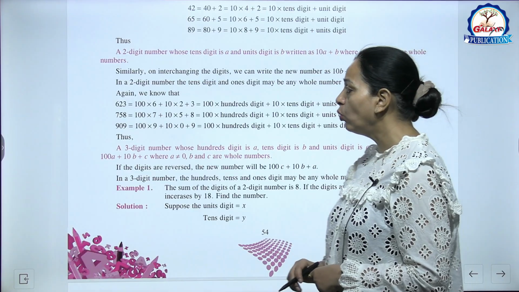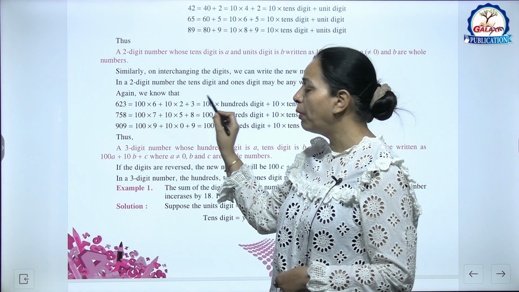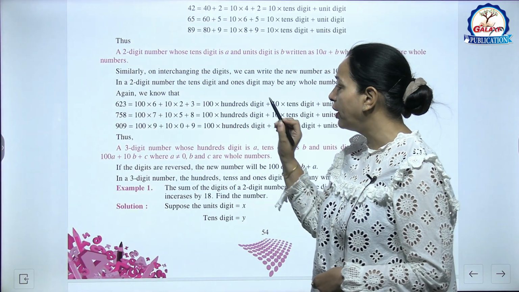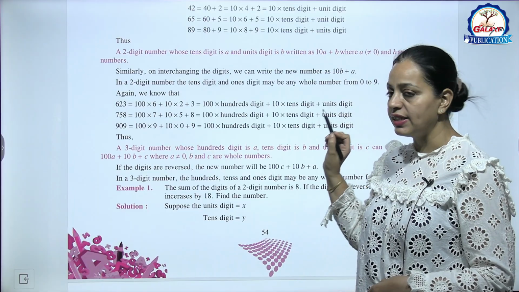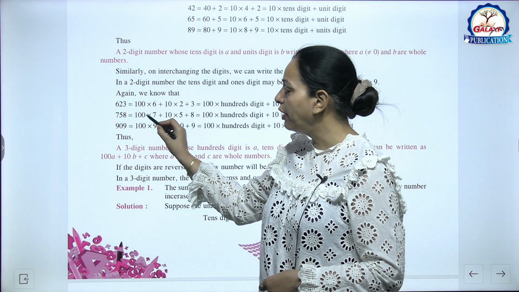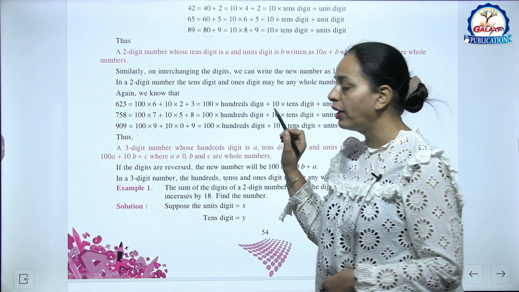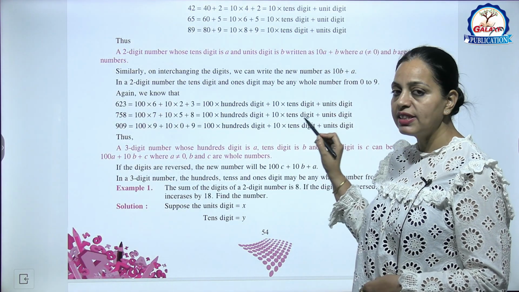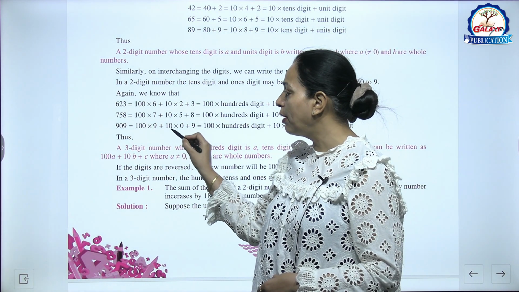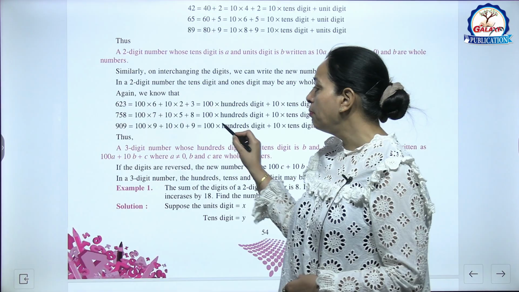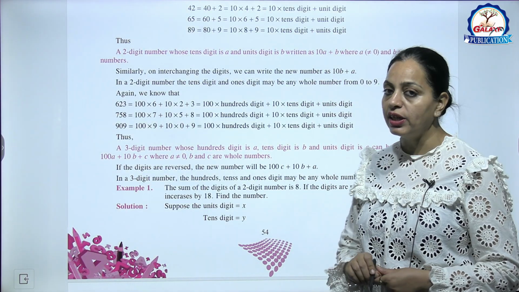Again, we know that 623 is 100 into 6 plus 10 into 2 plus 3, which means 100 into 100's digit plus 10 into 10's digit plus unit digit. Now 758 is 100 into 7 plus 10 into 5 plus 8. Now 909 is 100 into 9 plus 10 into 0 plus 9, the same pattern of 100 into 100's digit plus 10 into 10's digit plus unit digit.